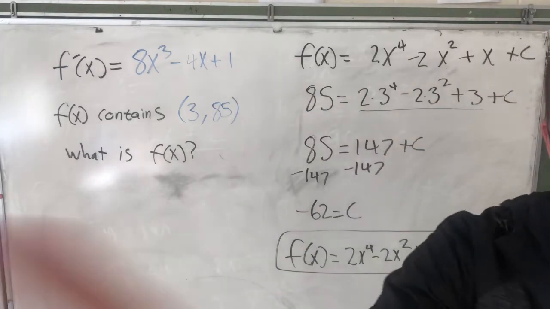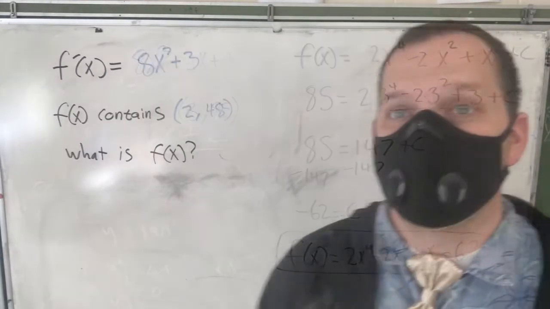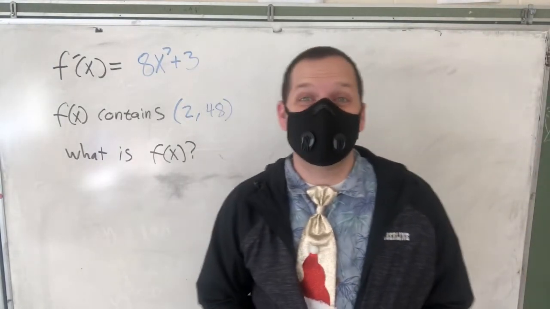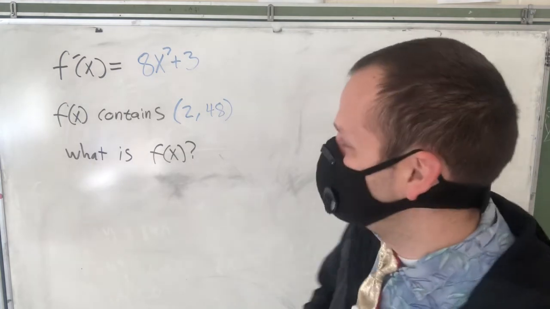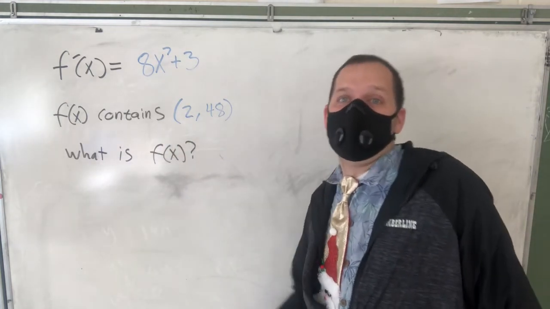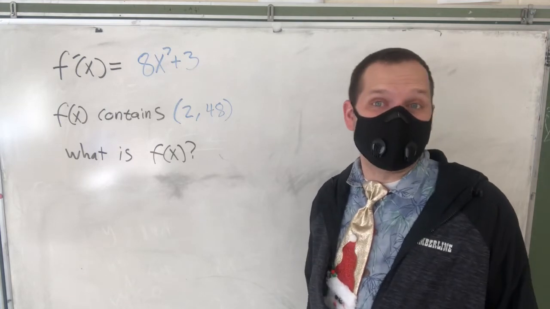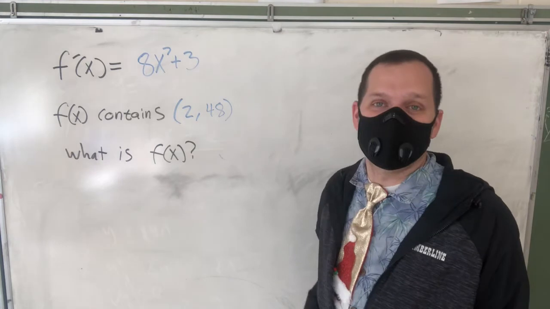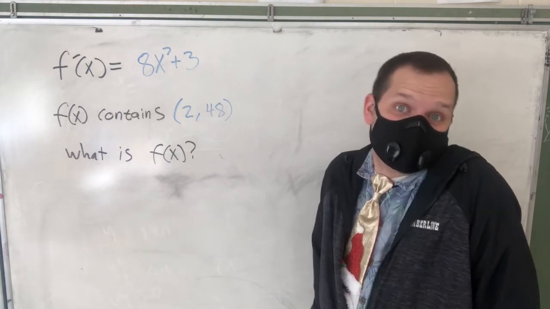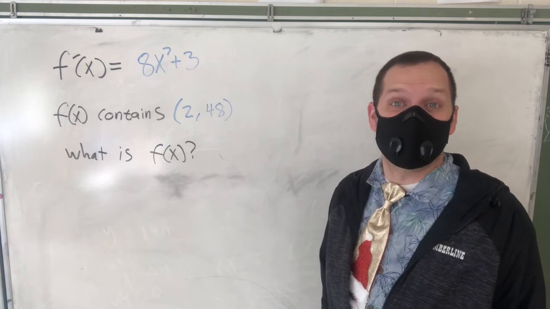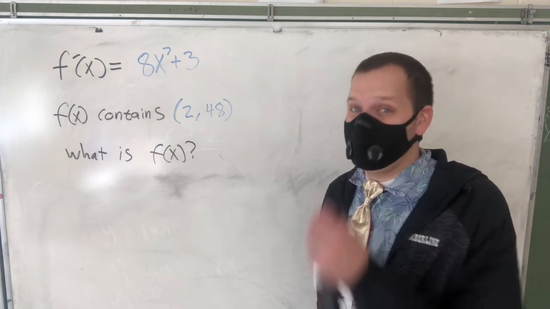I want you to try the next one. All right, this one's on you guys. We have the derivative is 8x to the 7th power plus 3, and the original f of x graph passes through the point (2, 48). What is the equation for the graph of f of x? On your mark, get set, go. Pause the video.